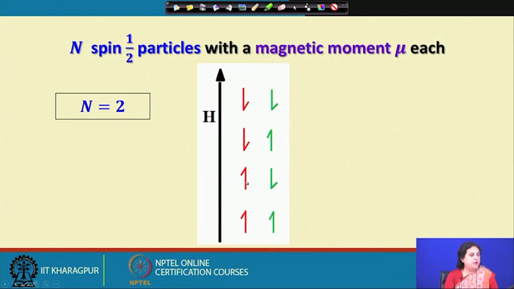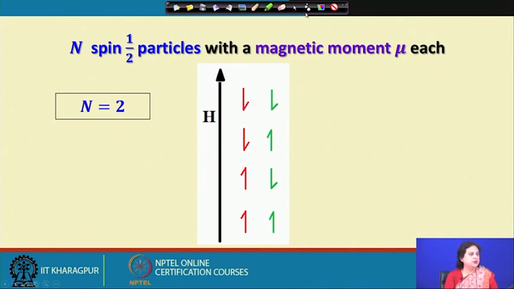And these four states are the possible microscopic states allowed by the solution of the Schrodinger equation for any such system. So, this is my microstate number 1, this is my microstate number 2, this is my microstate number 3, and this is my microstate number 4.